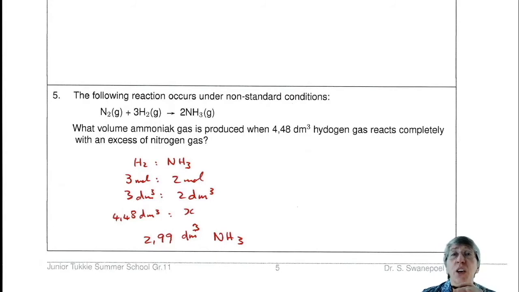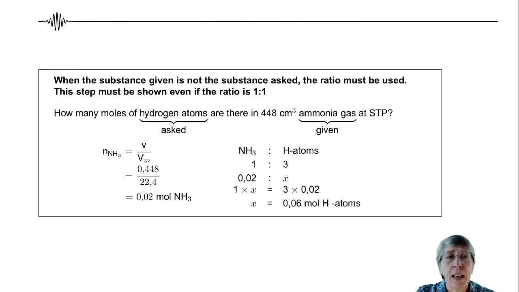Sometimes there's not an equation, but the substance that they give you is not the same as what they ask. So let's see examples of that. How many moles of hydrogen atoms are there in 448 cube centimeters of ammonia gas at standard temperature and pressure? Now, what they ask us here is hydrogen atoms, but what they give us is ammonia gas. And immediately there will be a ratio somewhere to show how we go from one to the other.